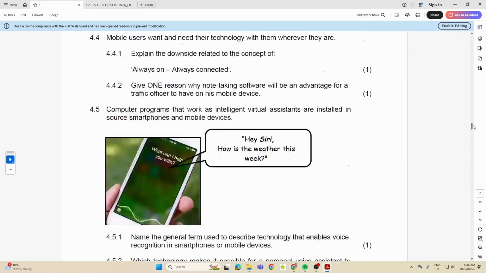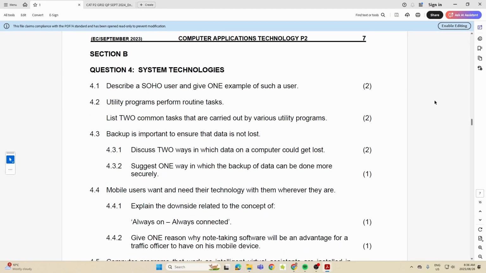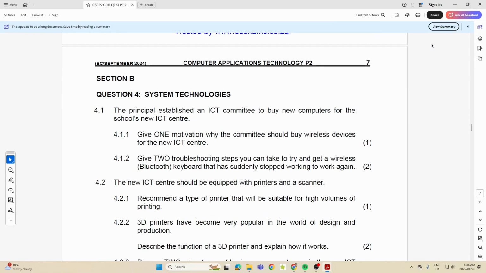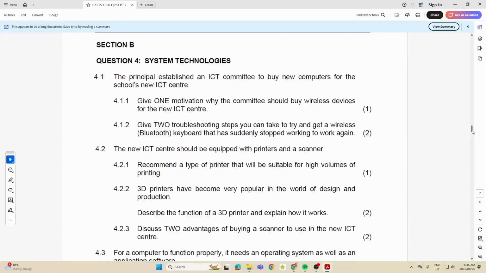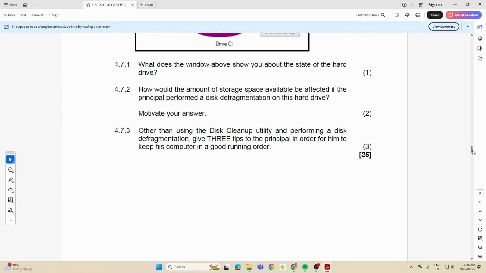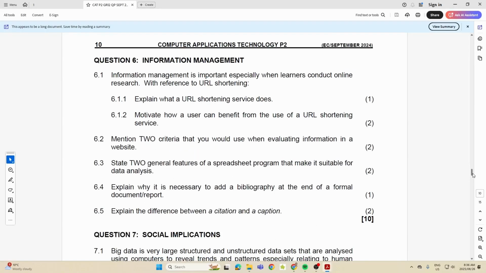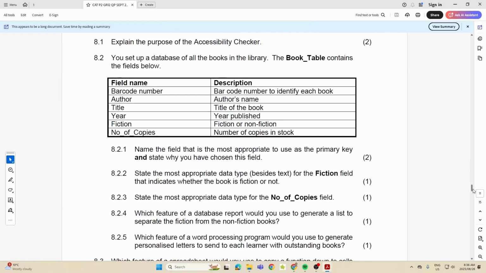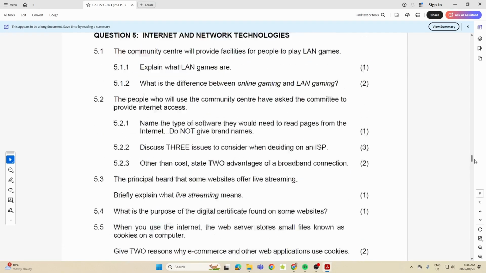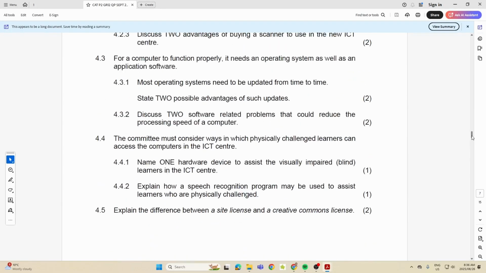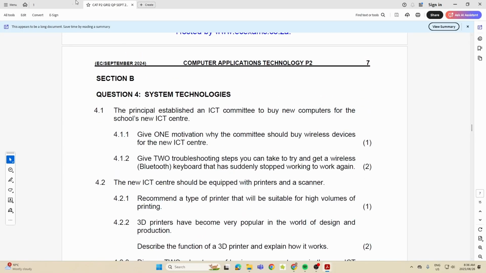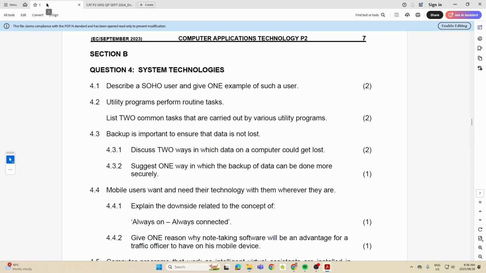So we see that in 2023. Let's just have a look at 2024. Do we see the same thing? Now, the sections are exactly the same. So there we've got that. We've got internet networks, information management, social implications, and solution development. Okay, so that's what's entailed in section B. Let's run through these questions, and again, I'll follow the same route I did yesterday.